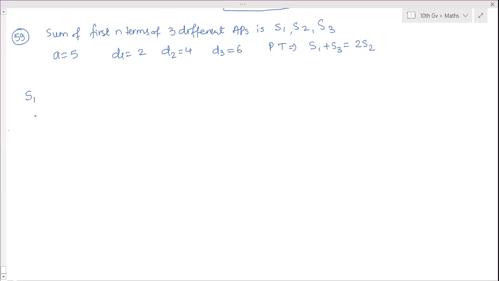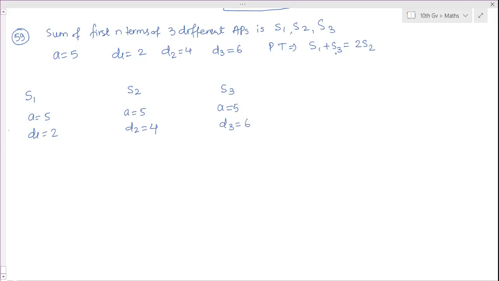For the first one, S1 is the sum of n terms of the first AP. A is 5 and d1 is equal to 2. The second AP is S2. A is 5 and d2 is equal to 4. S3 is the sum of n terms only for the third AP. S3 doesn't mean sum of 3 terms, and S2 doesn't mean sum of 2 terms. So this is Sn of the first AP, this is Sn of the second AP, this is Sn of the third AP. For the third, the first term is 5 and the common difference is 6. We have to prove this.